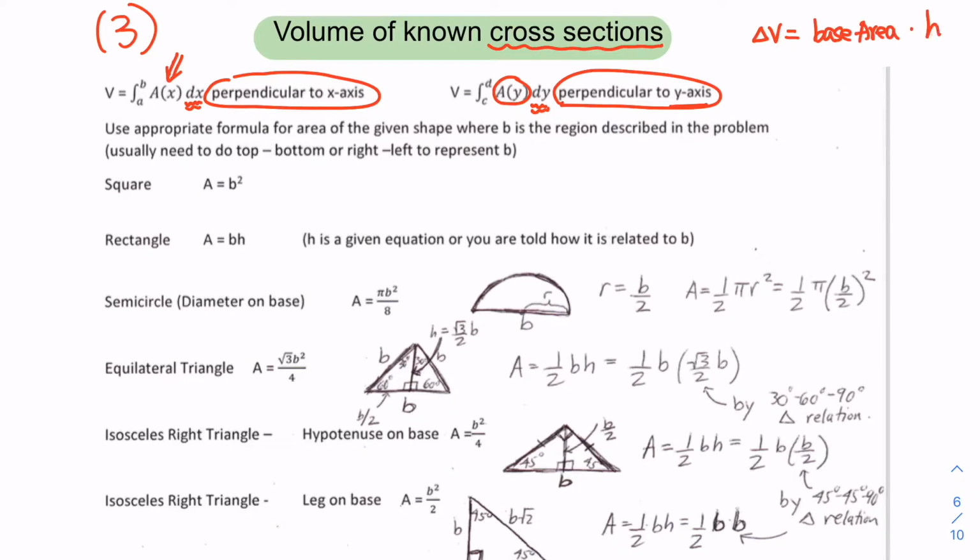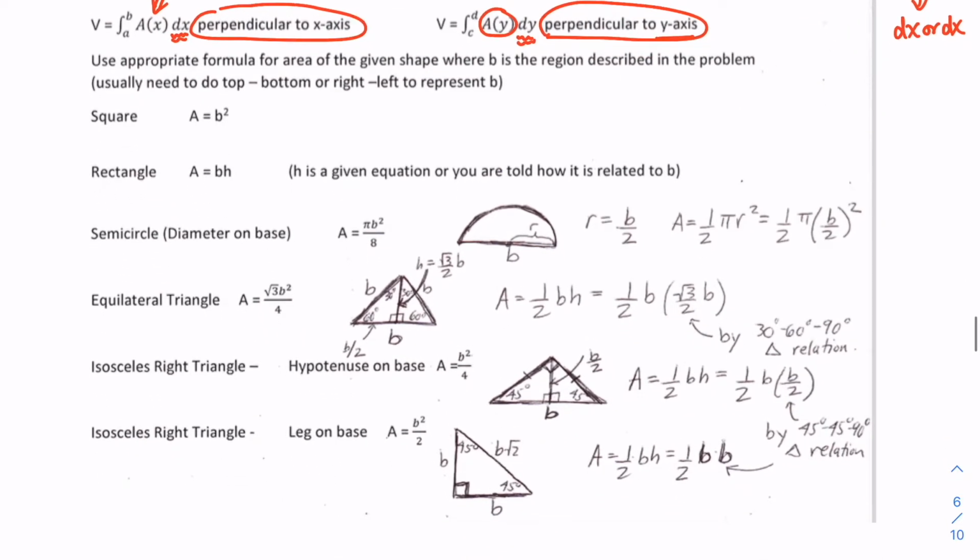So generally speaking, the volume will be the base area times the height. And the height in this case will be dx or dy, depending on which direction you are integrating along. And the base area will be a function of x or a function of y. There are some special fixed cross-sections we have to be very careful about.